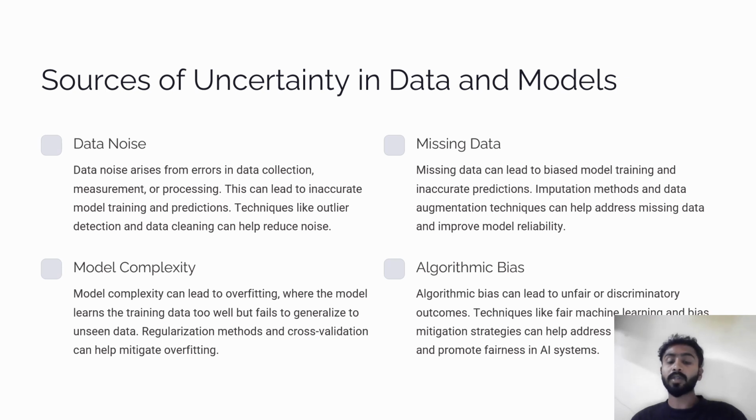And algorithmic bias can lead to unfair or discriminatory outcomes. Techniques like adversarial learning and bias mitigation strategies can help address bias and promote fairness in AI systems.